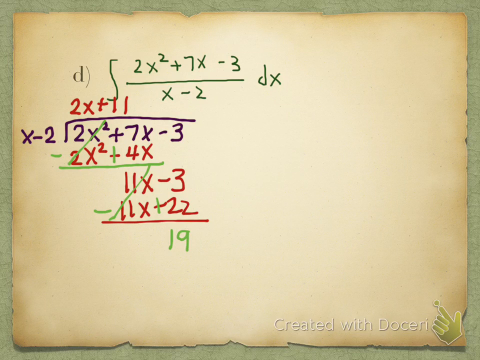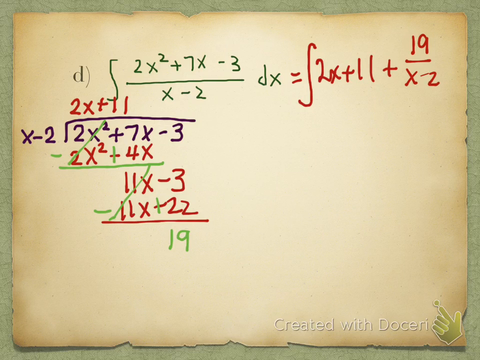19. So you might think, okay, great, that was wonderful algebra, but how do I then put it back into my problem? What does it look like? Well, it looks something like this. I still have the antiderivative symbol. Instead of having this whole entire expression over x minus 2, I have the quotient that I just found, which is 2x plus 11, plus I have the remainder, which I just found, which was 19, over the original divisor, which is x minus 2. And if you had a good college algebra course, hopefully you've seen that rewritten in that way.